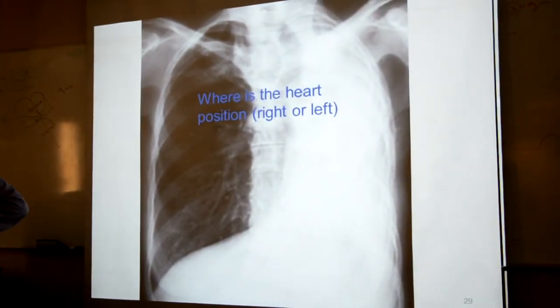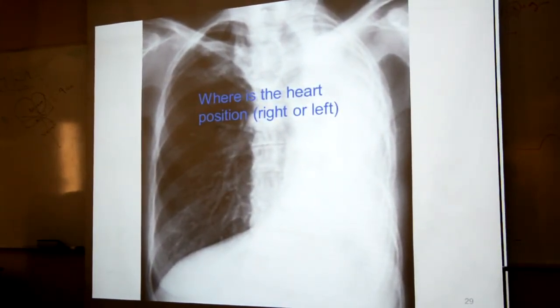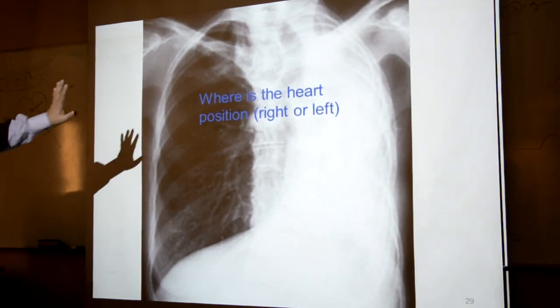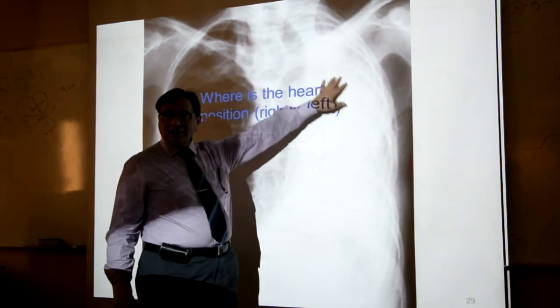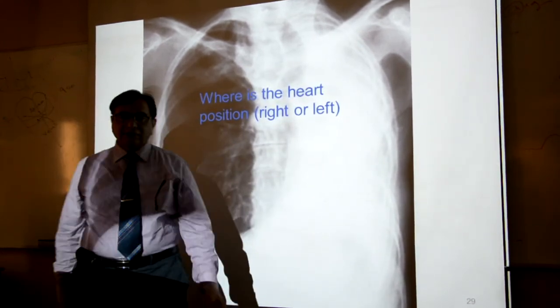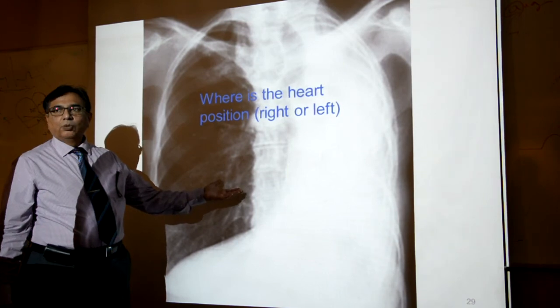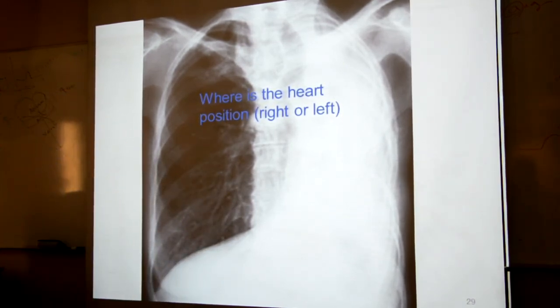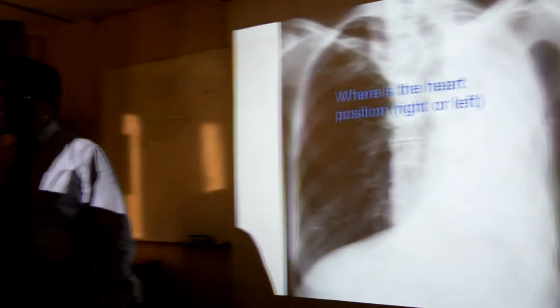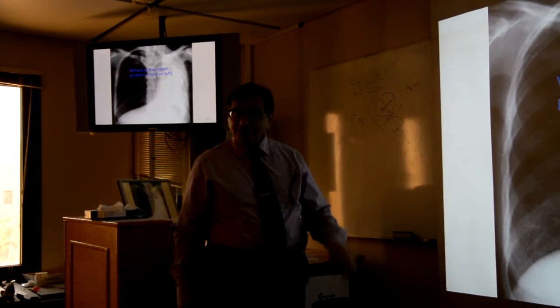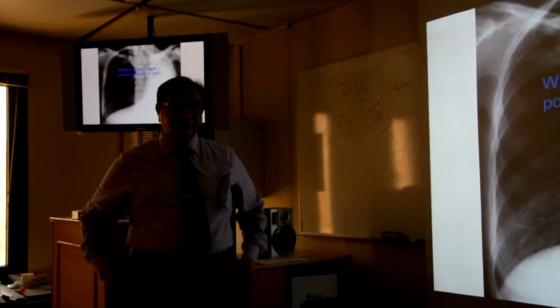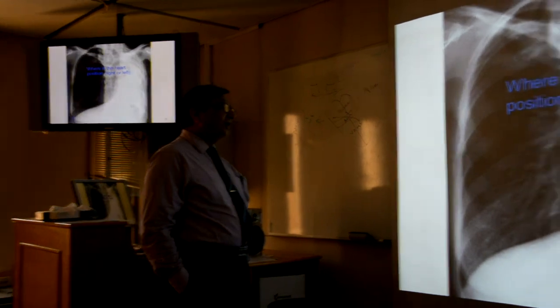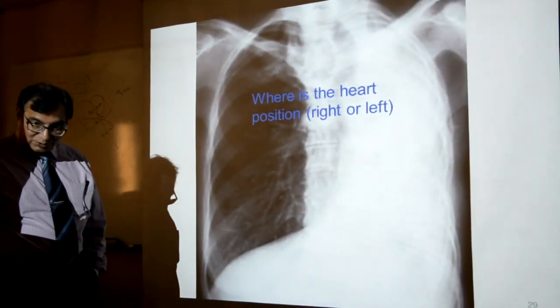See here. Can we see the heart shadow? No. Why are we not seeing the heart shadow? Because the left lung air contrast is lost. What about the right side? Why is the right heart border not visible? Because the heart is shifted to the left side. Now my question again: is it pushed to the left side or pulled to the left side? Pulled. Very good answer. Why? Because there is no pressure on the left side.